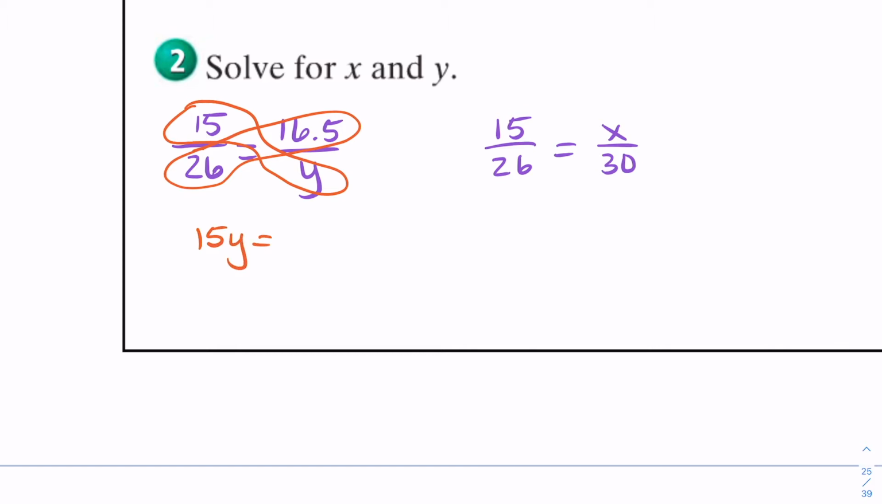15y equals, let's see, 26 times 16.5 is 429, divided by 15. y is equal to 28.6.